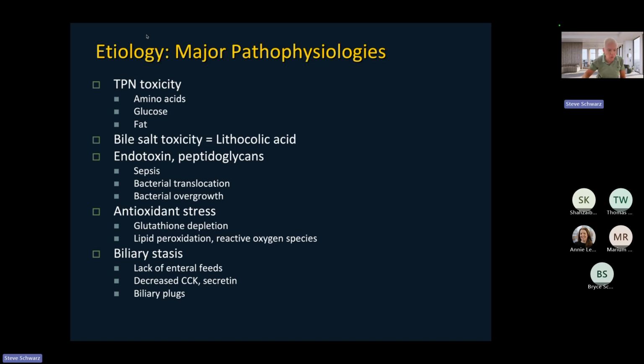Biliary stasis, of course, which is going to result from a lack of enteral feedings, that will be associated with a decrease in cholecystokinin and secretin, further impacting biliary and pancreatic flow, which allows for an increased risk to develop biliary plugs and further exacerbate the cholestatic situation.